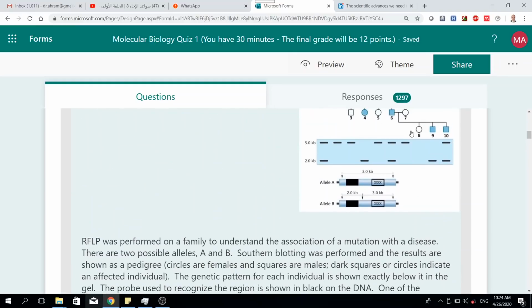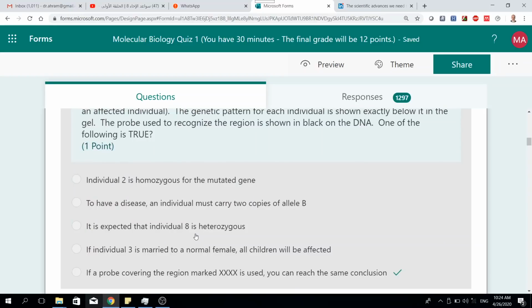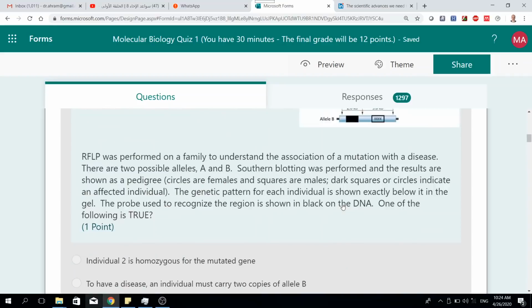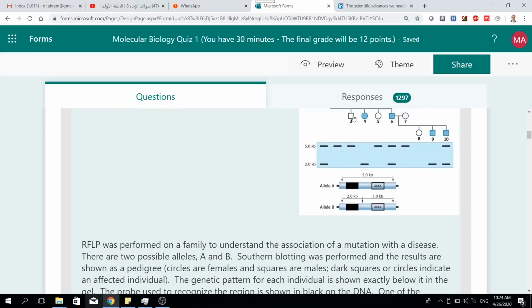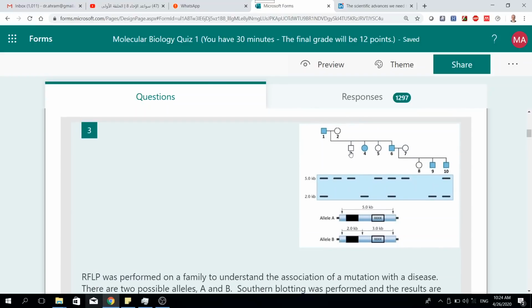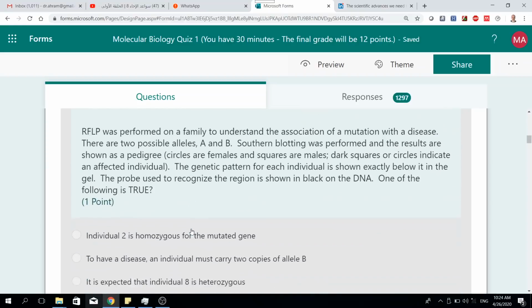It is expected that individual 8 is heterozygous. Well, let's see. Individual 8 is healthy, so what do you expect? The person must be homozygous for allele A. So is she heterozygous? No, she's not. She's homozygous. If individual 3 is married to a normal female, all children will be affected. Well, let's see. This person right here is healthy, homozygous for allele A. So a normal female would also be homozygous for allele A. So there is no way that children would carry allele B, because they don't have it.